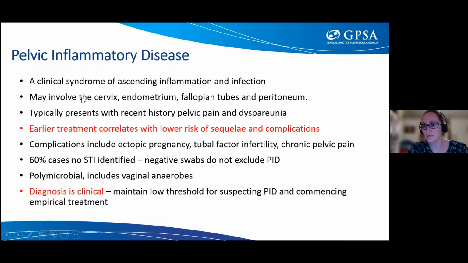Is your observation that this empirical treatment of a patient with acute PID sometimes doesn't occur, that there's this sense of, it looks like PID, but I'll just get the testing and then get them back and then treat them?